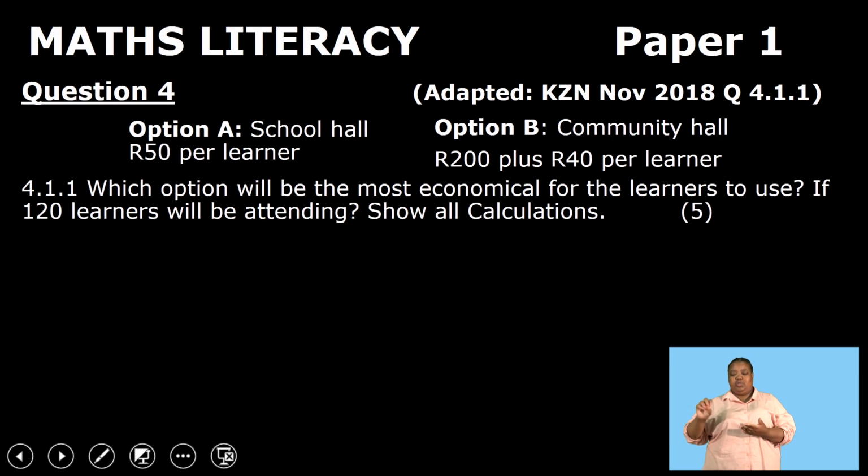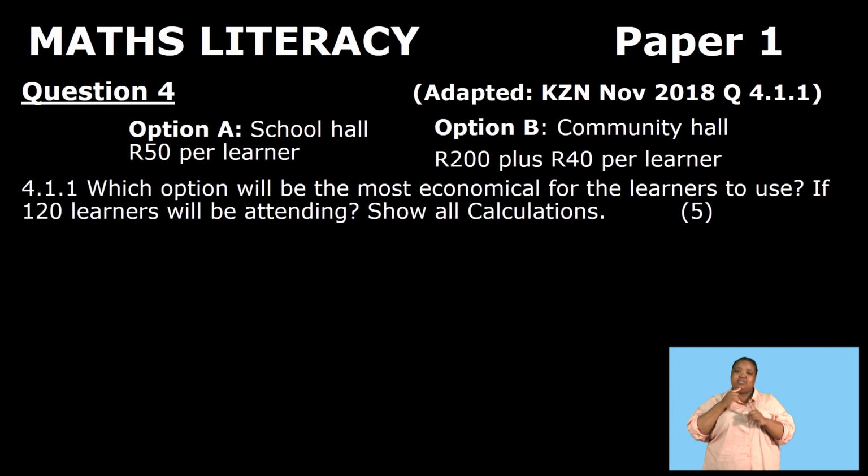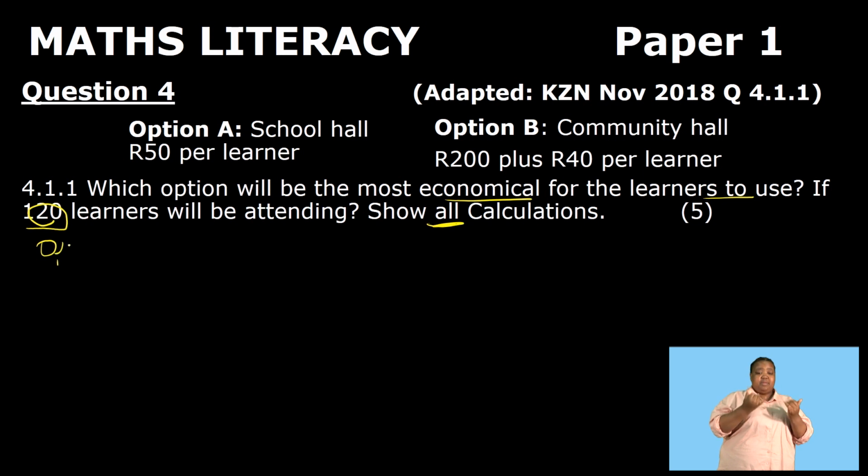Now, let's look at what the question is. Which option will be the most economical for the learners to use if 120 learners will be attending? So we need to show all the calculations. Firstly, remember you need to indicate what you are calculating. So now we are calculating for option A.